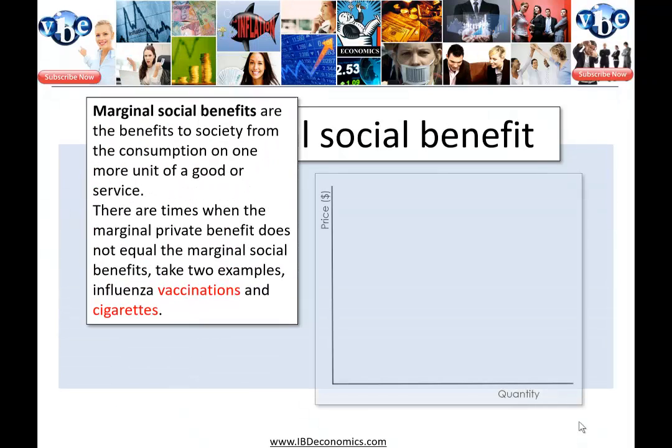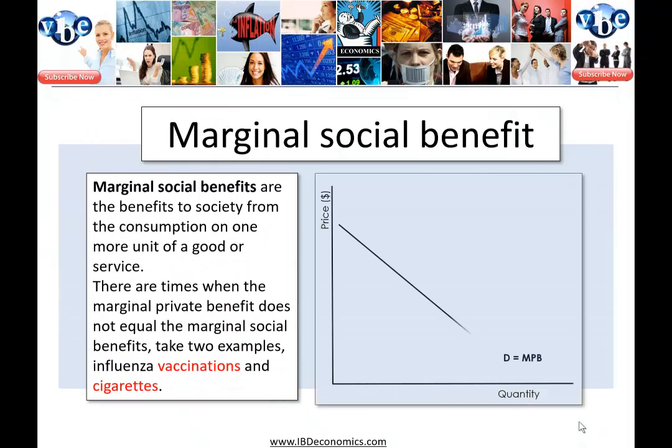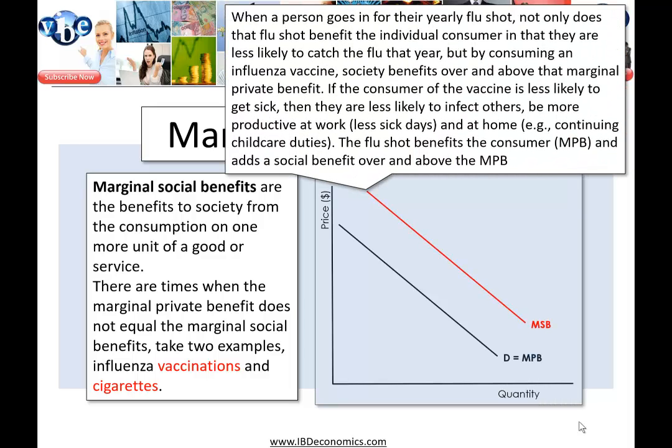Marginal social benefit. These are the benefits to society from the consumption of one or more units of a good or a service. Now, there are times when the marginal private benefit doesn't equal the marginal social benefit, and we have 2 examples: vaccinations and cigarettes.